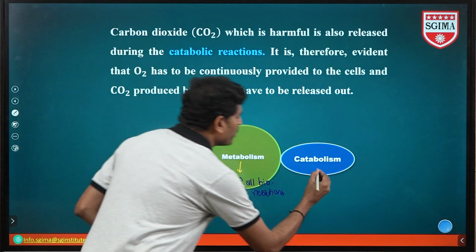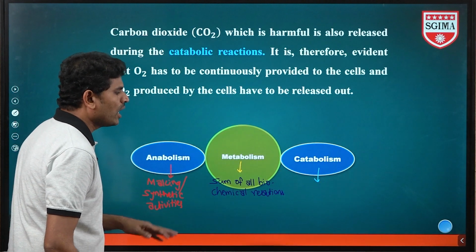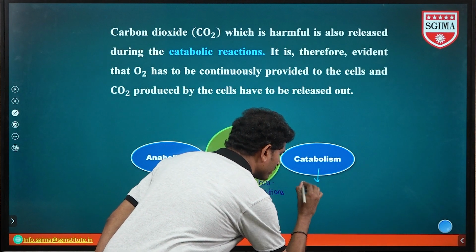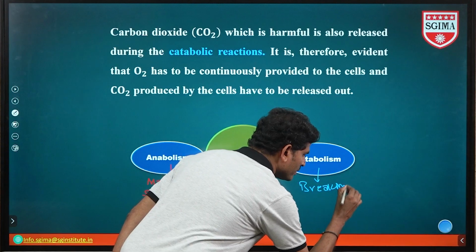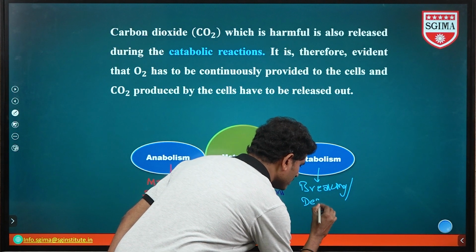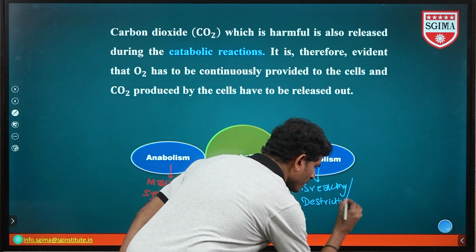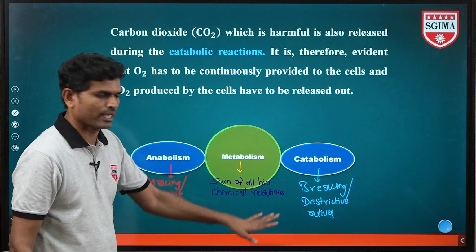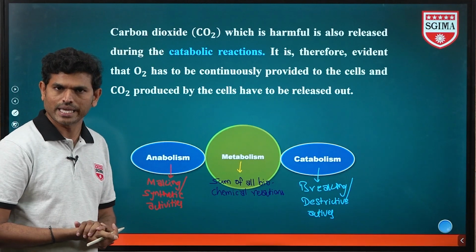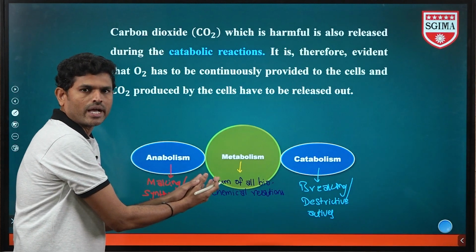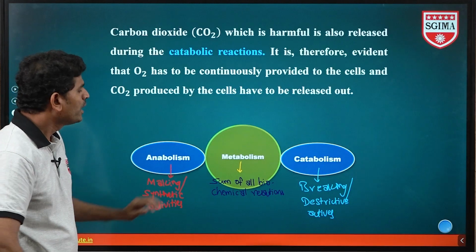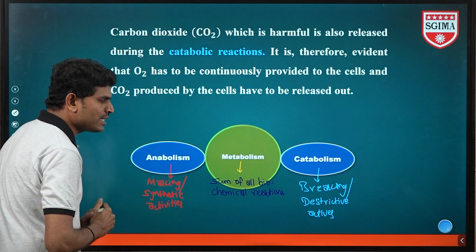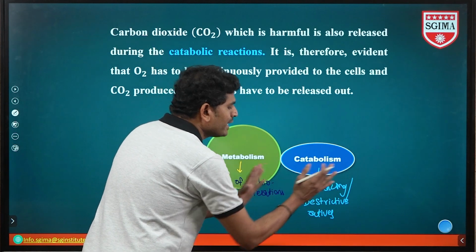Next, catabolism. Catabolism means the reactions in which there is destruction of the molecule. This is making and this is breaking. Simply we can say breaking or destructive activities occurring in the organism are known as catabolism. So finally, metabolism is the sum of all biochemical reactions taking place in the cell or organism. Metabolism includes anabolism and catabolism. Anabolism is all making activities in the cell, and catabolism is simply breaking activities in the organism.